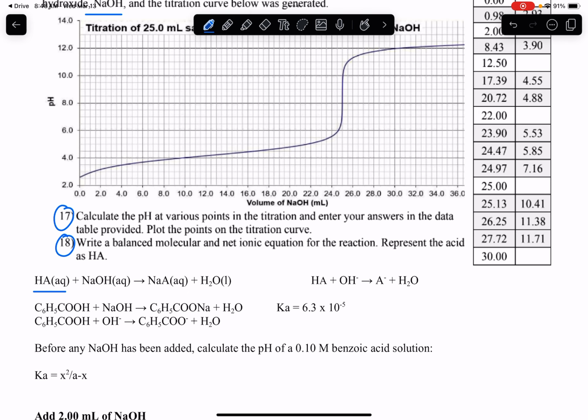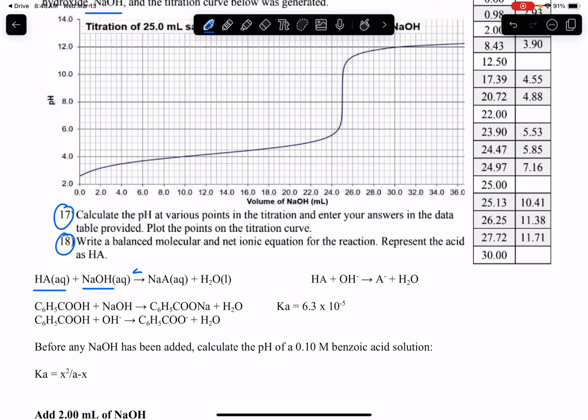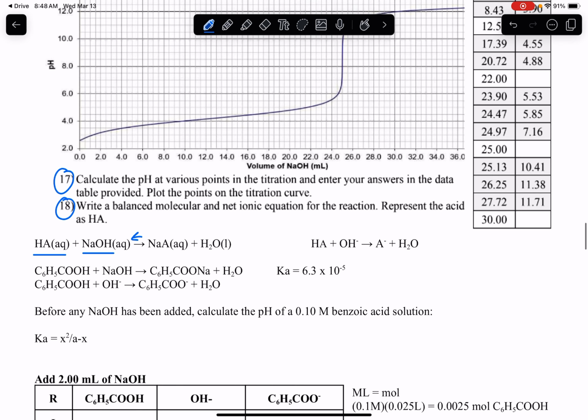HA, this is a weak acid, remember? So that means the A and the H are very attracted to each other. Very few of those H's get transferred to the base. But we do have a strong base here. And so the products, we probably should write this as a double arrow here. But the products are NaA, where the A represents the conjugate base of the acid here, and then water. And this is the molecular equation that we have here.